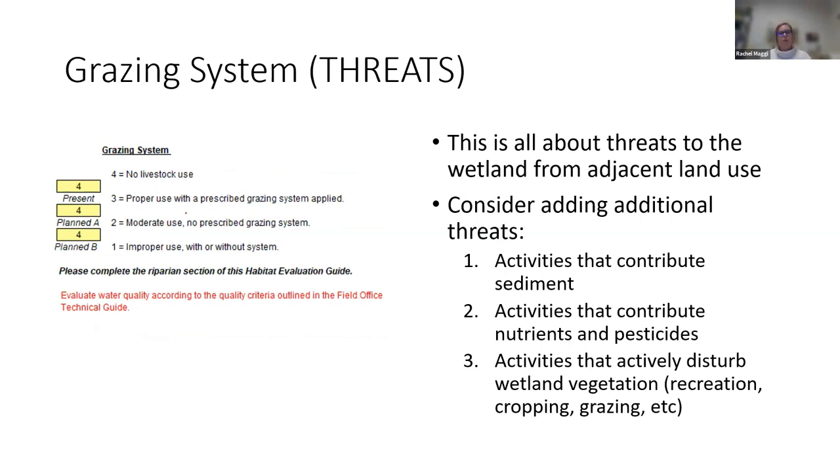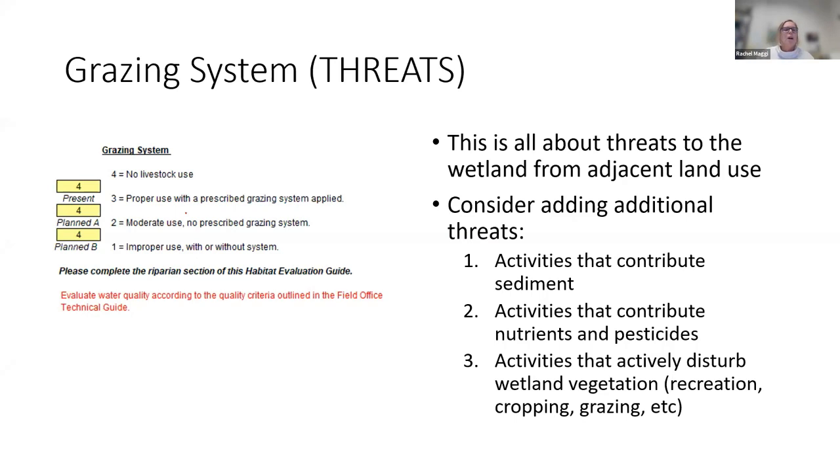So I think that your work group could assess what are the other common threats to the wetland in adjacent land uses. You could consider adding additional threats, such as activities in the surrounding area that contribute to sediment, activities surrounding the wetland that are contributing to nutrients and pesticide runoff into our wetland systems. And lastly, activities that actively disturb wetland vegetation, such as recreation, cropping, grazing, etc.